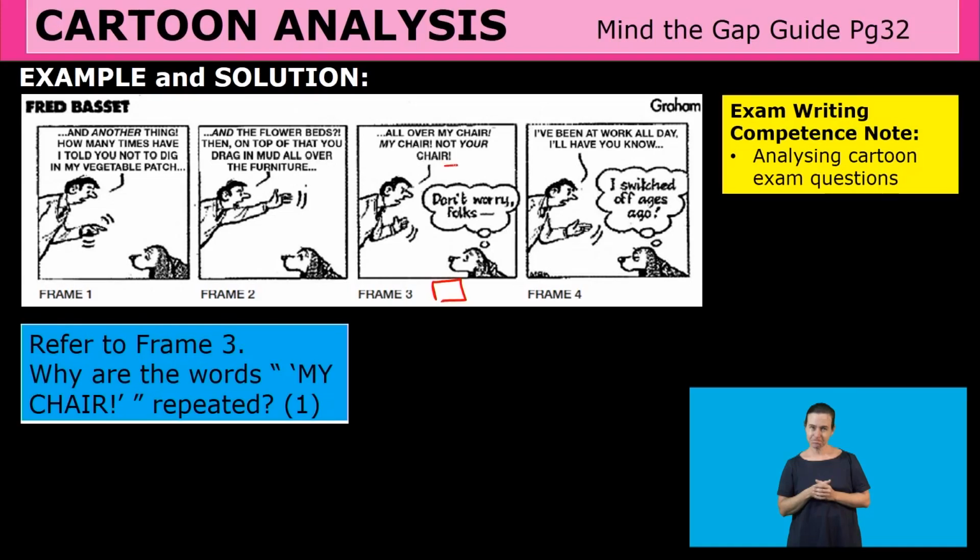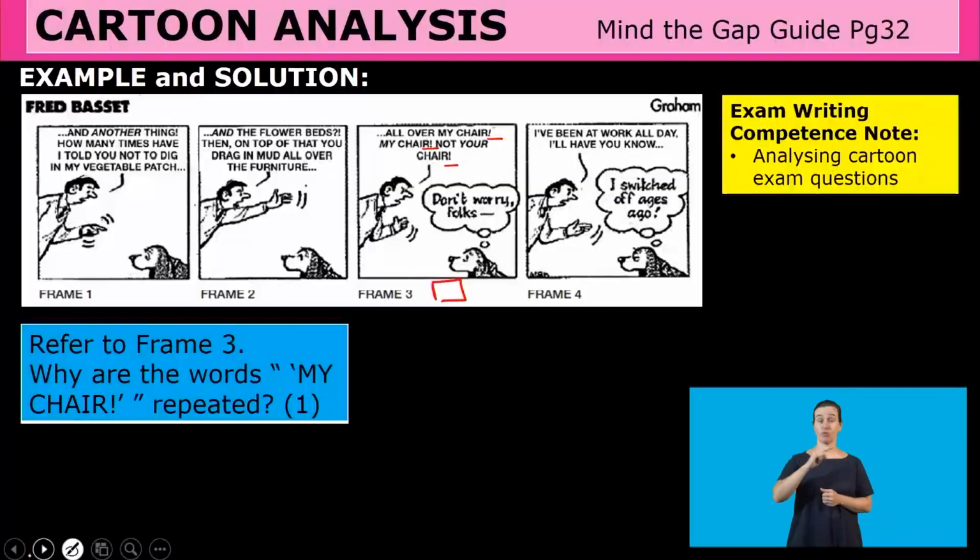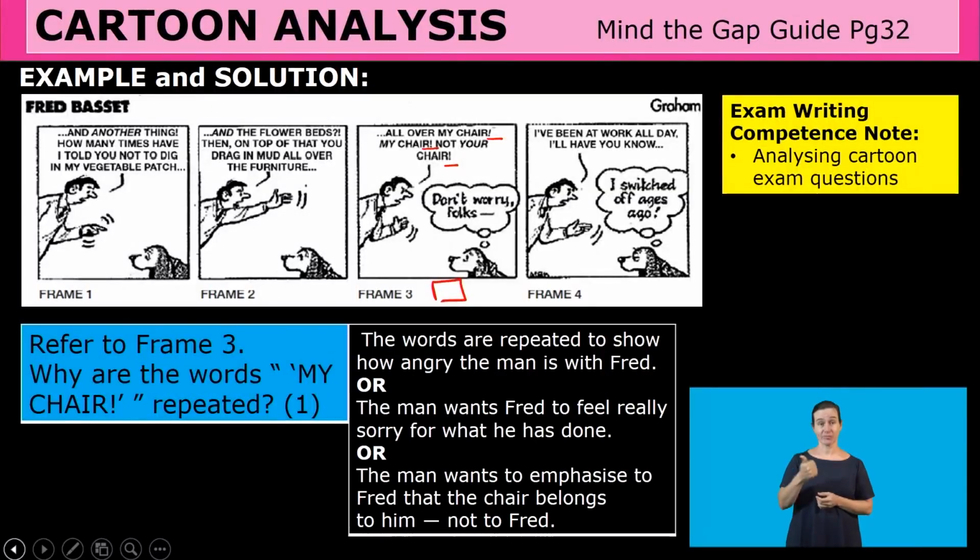And in this case, I want you to take note of all the punctuation marks because it's short, succinct sentences and it's punctuated with the exclamation, which means that each sentence is being exclaimed, all right? The voice is exhilarated, all right? It is emphasizing that he's not happy that Fred is using his chair. And when you look at the response, it says, the words are repeated to show how angry the man is.